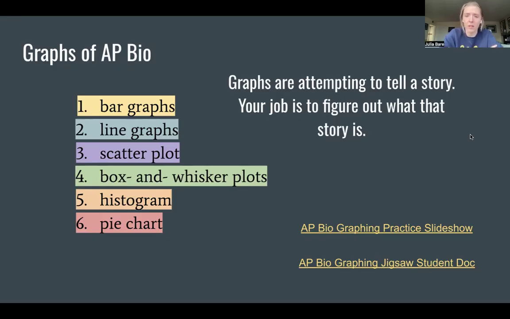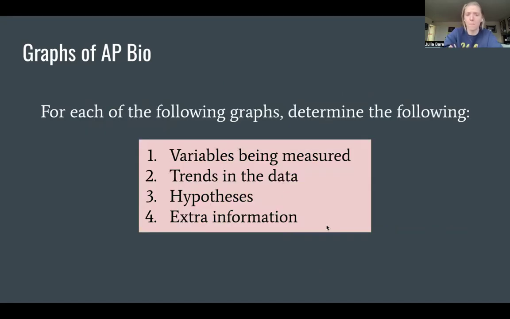Now, if you are following along, you should have a practice slideshow that's associated with this lesson, as well as a student document. That student document should be linked on Schoology, as well as in this slideshow. So how are you going to do this? How are you going to be a detective when it comes to figuring out what story a graph is trying to tell you?